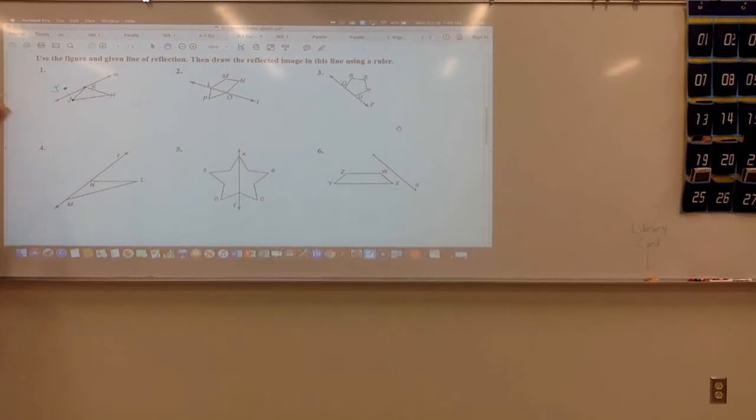Well, what happens if the point is on the line of reflection? It goes to the other side. But it's on the line. So how does it? Kind of like makes a different angle. It looks different.